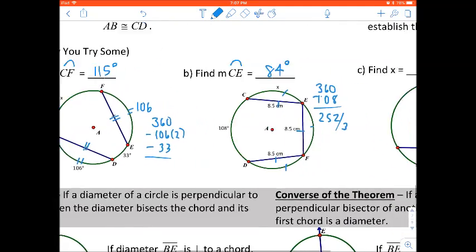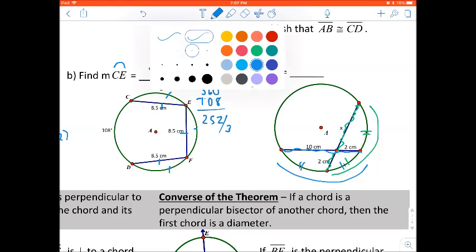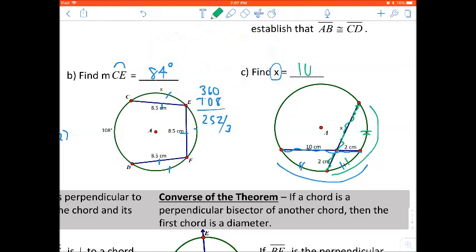If you take a look at the last example here, we are given a couple of different chords and a little bit of different information, and we want to figure out what X is. If you look at the arc, a 2 tick mark and a 1 tick mark make up this one arc I've indicated. And then the 2 tick mark and the 1 tick mark make up this arc. If the arcs are congruent, then the chords that intersect those arcs are also going to be congruent. So if 10 and 2 make up one chord, then 10 and 2 make up the other, and X will equal 10 centimeters.